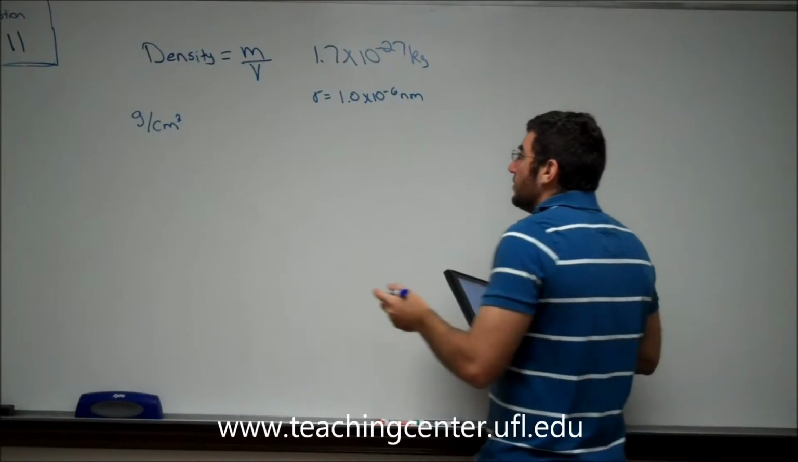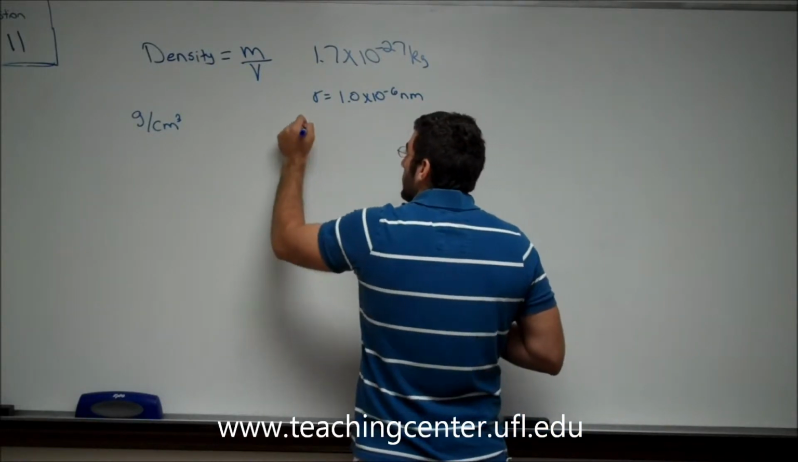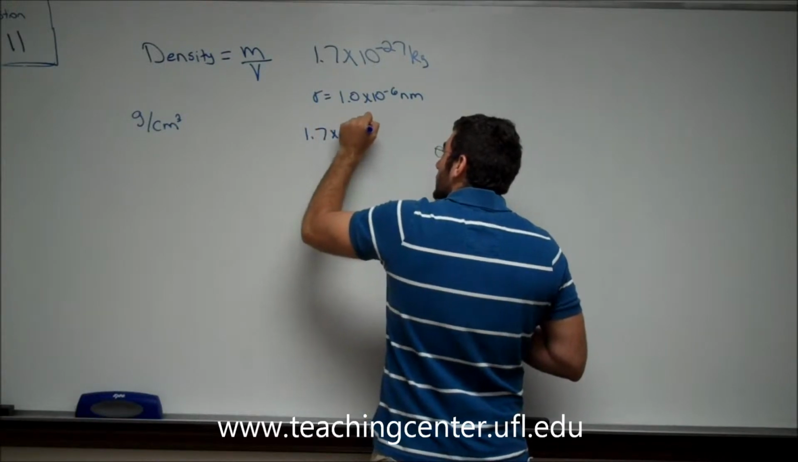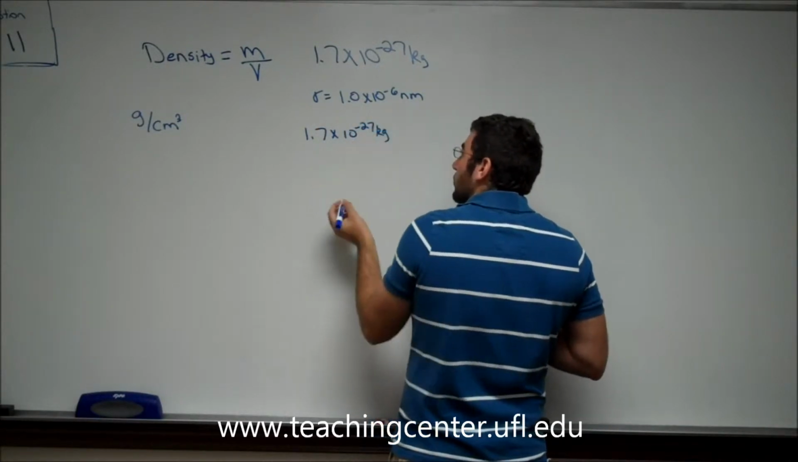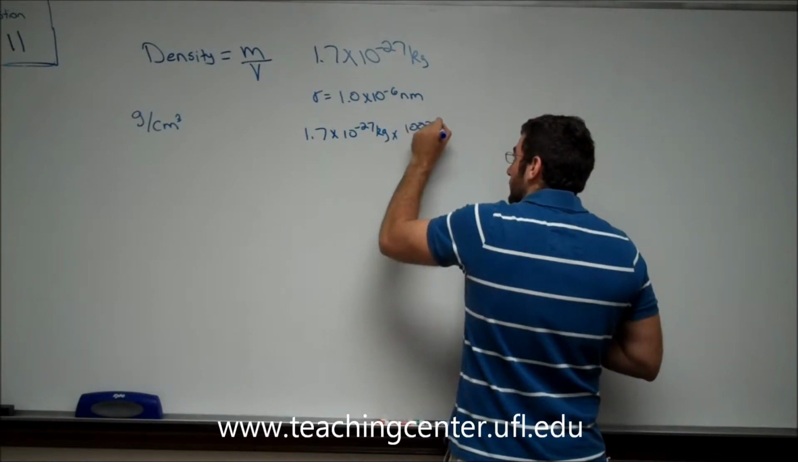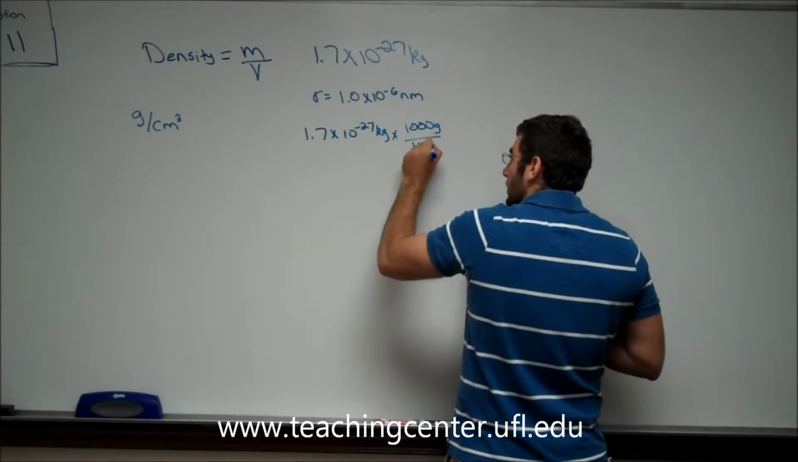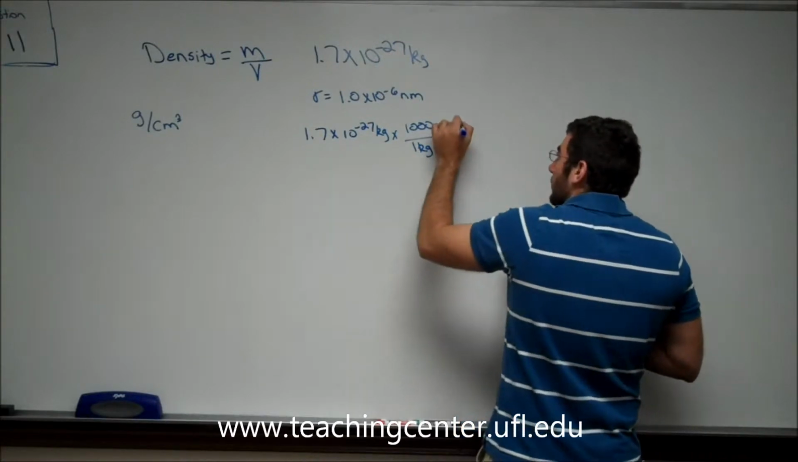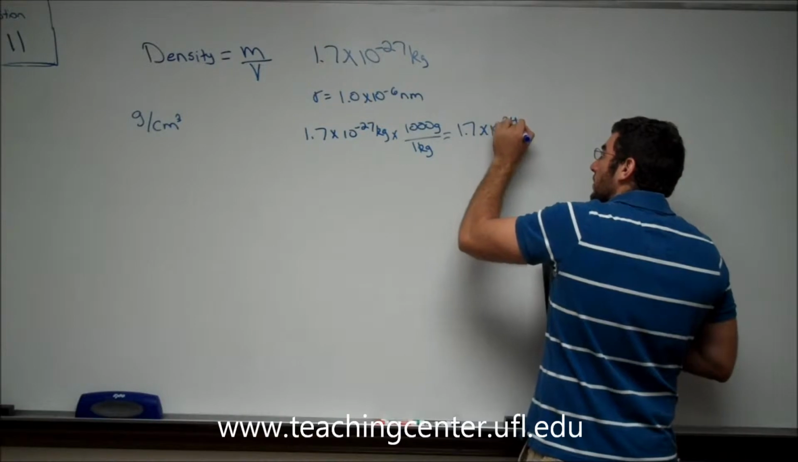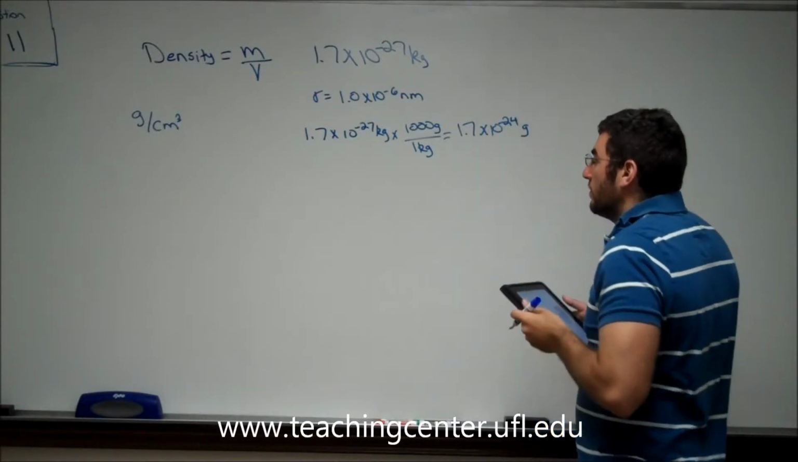So the first thing we're going to do is convert kilograms to grams. So we're going to do 1.7 times 10 to the minus 27 kilograms. And we know that there's 1,000 grams for every kilogram. So we have 1.7 times 10 to the minus 24 grams.